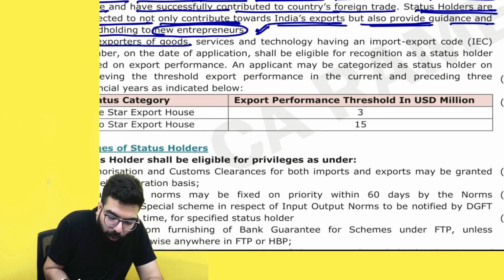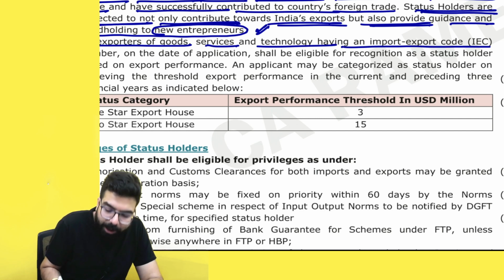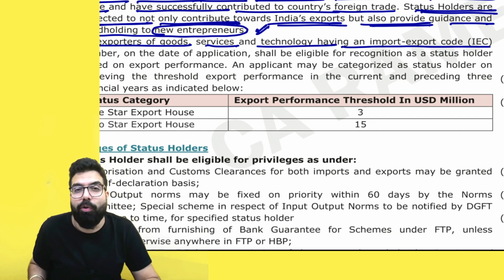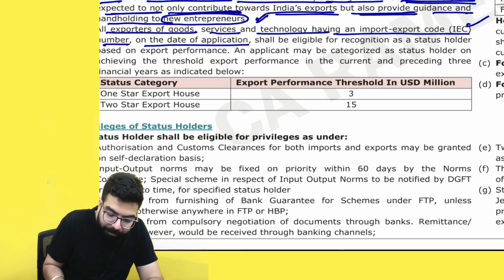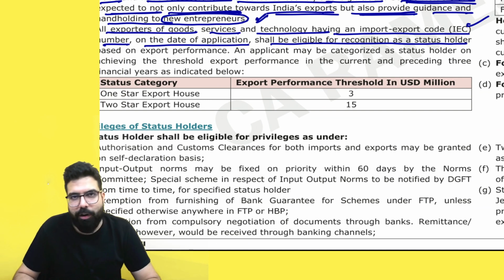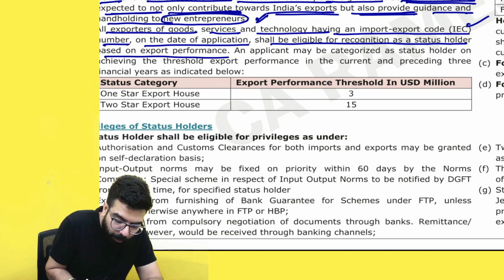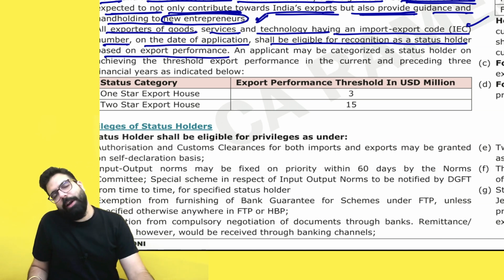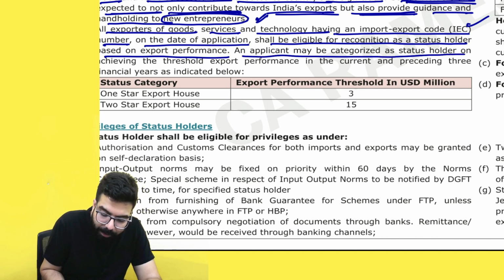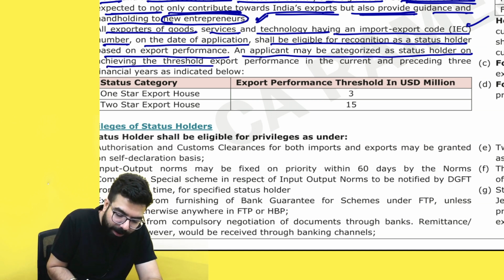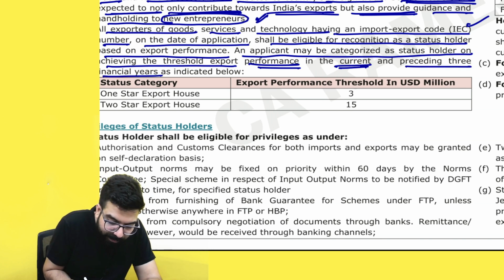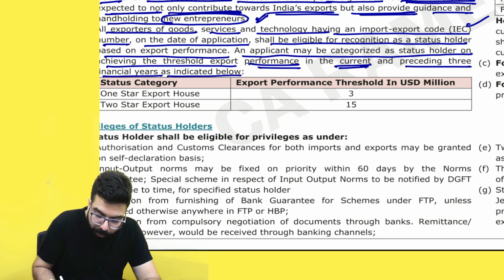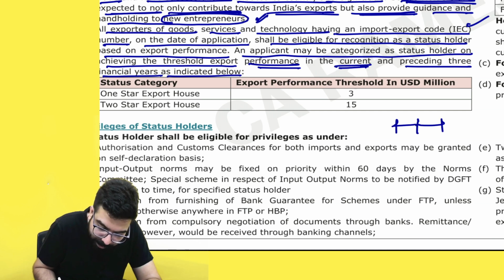All exporters of goods, services and technology having an import-export code. Who are the people who will get status holder recognition? Those having an import-export code number on the date of application shall be eligible for recognition as a status holder. So if you want to become a status holder, you should have an import-export code. Based on export performance, you will be given recognition. An applicant may be categorized as a status holder on achieving the threshold export performance in the current year plus the preceding 3 financial years as indicated below.